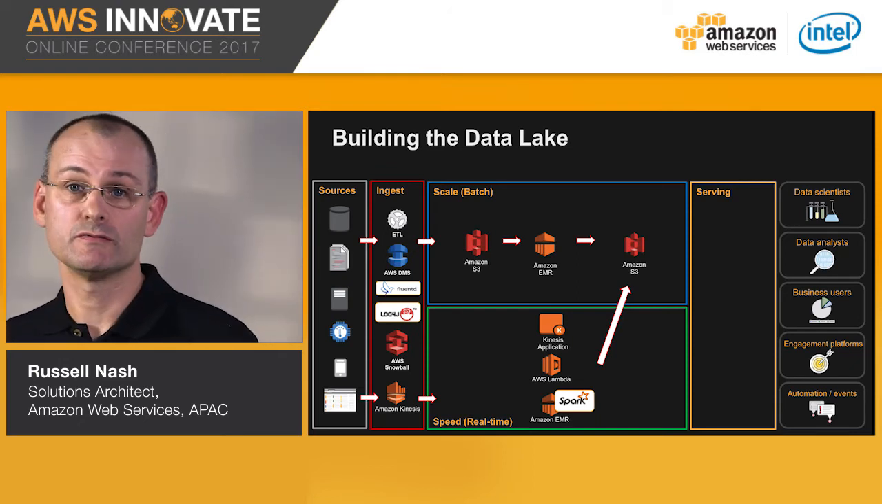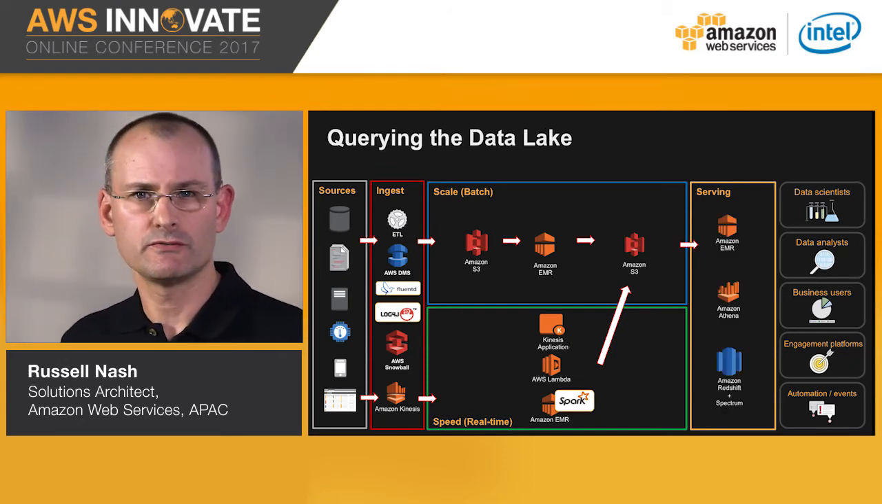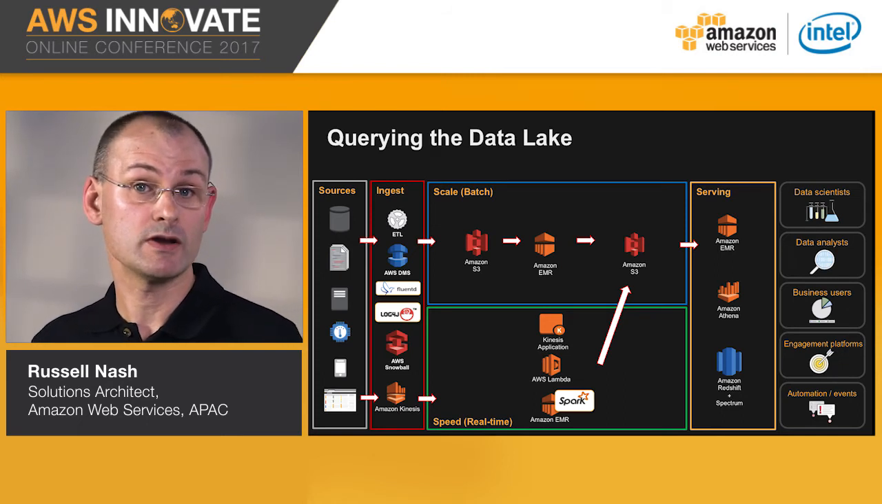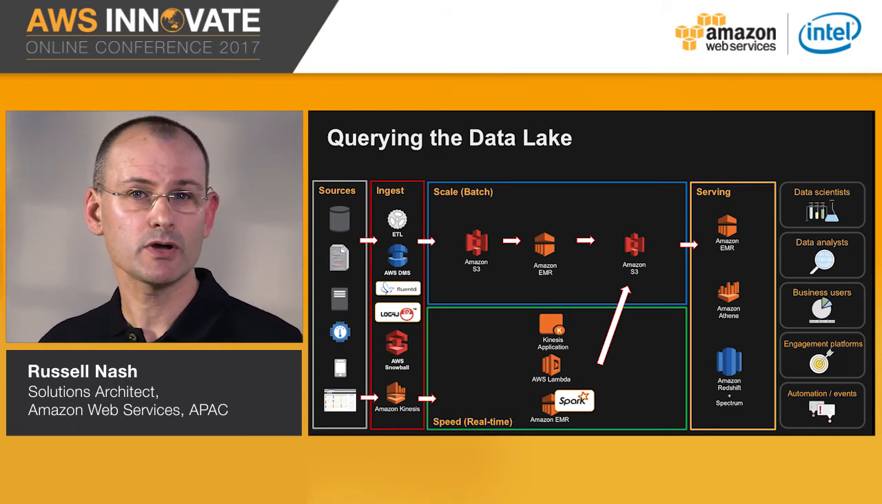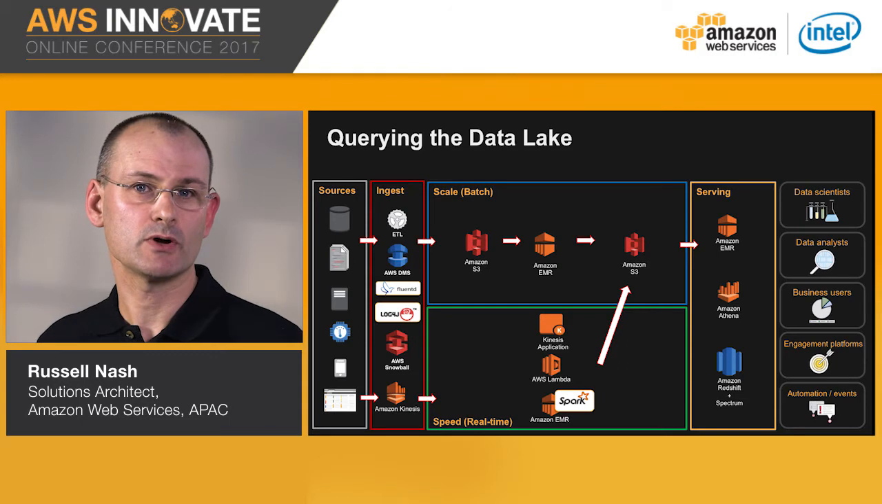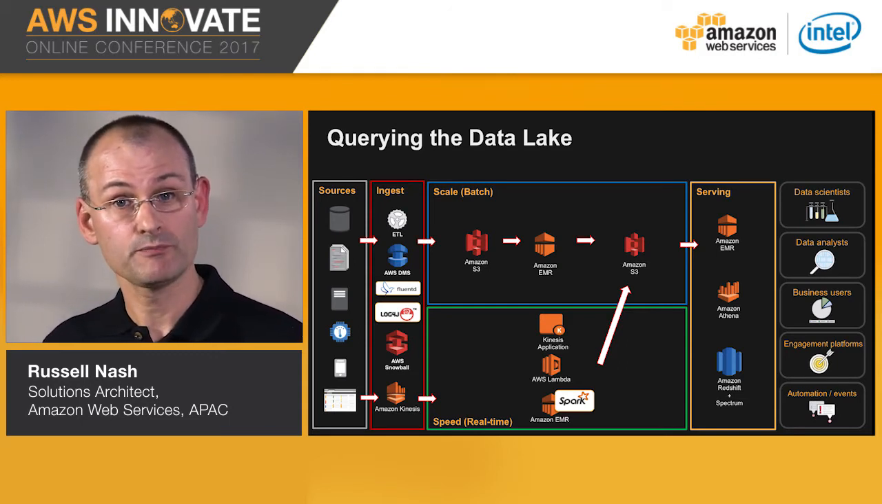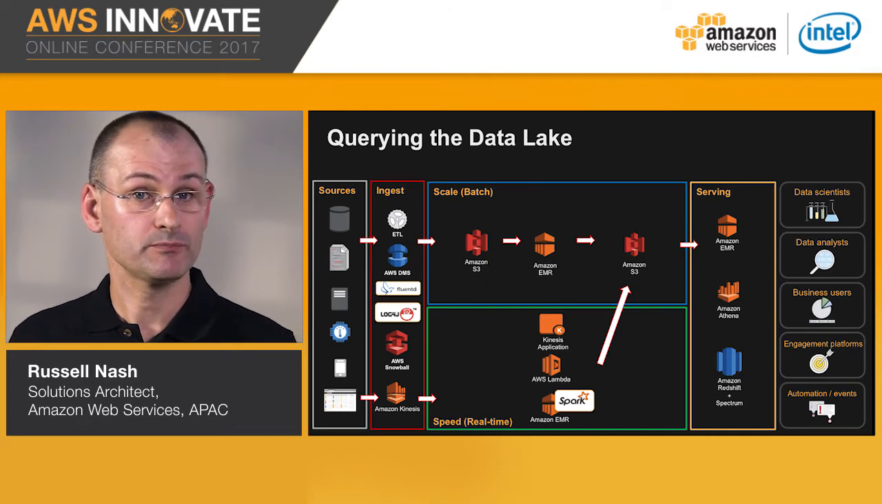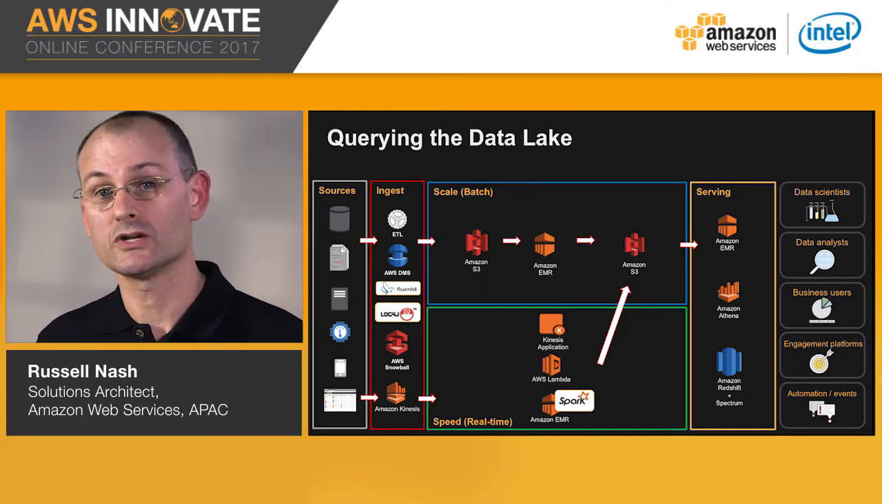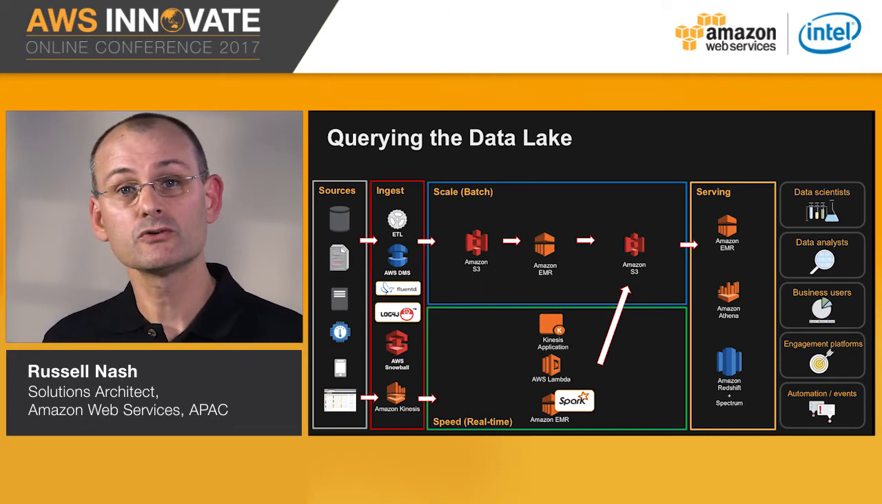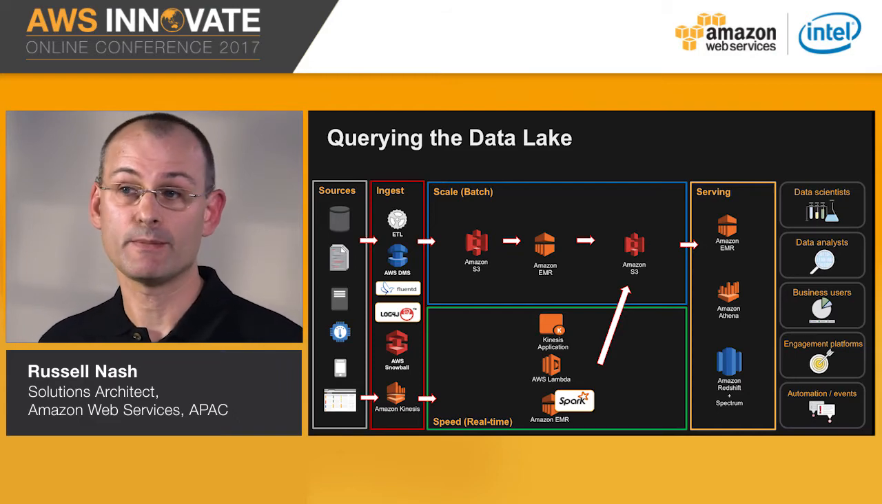So let's move on to the serving layer. So there's lots and lots of different options that you have for querying data in the serving layer, but I want to touch on three main ones today with you in this session. So we're going to have a look at Amazon EMR, we're going to look at Amazon Athena, and then we're going to touch on Amazon Redshift as well. So let's look first now at Amazon EMR.